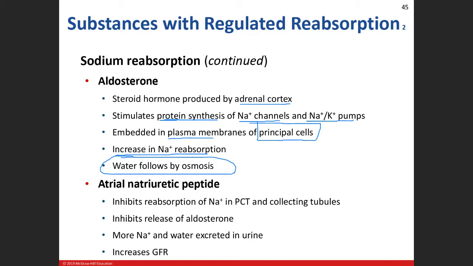Atrial natriuretic peptide, we talked about this at the beginning of this chapter. We saw what it does to the glomerular filtration rate. It increases the glomerular filtration rate. Well, how does it do that? Remember, it vasodilates the afferent arteriole. That's the artery that leads into the glomerulus. So that allows more blood flow, which means more filtrate.